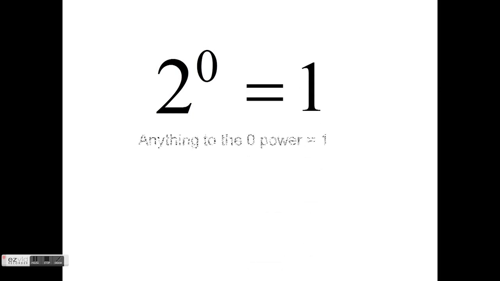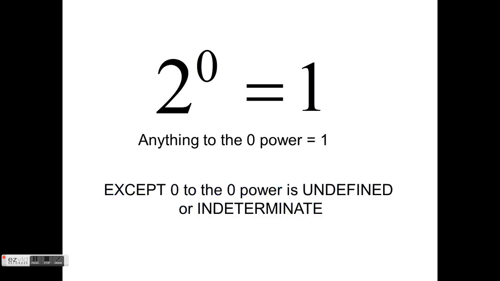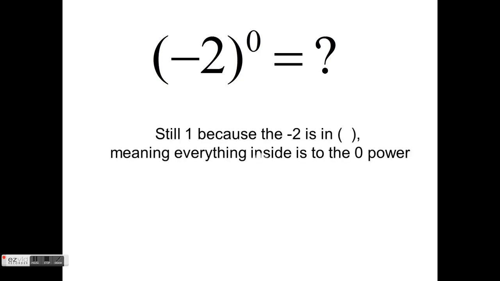Everyone, 2 to the 0 is 1. Remember that anything to the 0 power is 1, except 0 to the 0 power, which we say is undefined or indeterminate. We'll be proving that later in the class when we get to chapter 5, but right now you can just memorize that 2 to the 0, or anything to the 0, is 1. So negative 2 in a hug to the 0 power would still be 1. The entire negative 2 is in parentheses, which means all of it is to the 0 power.